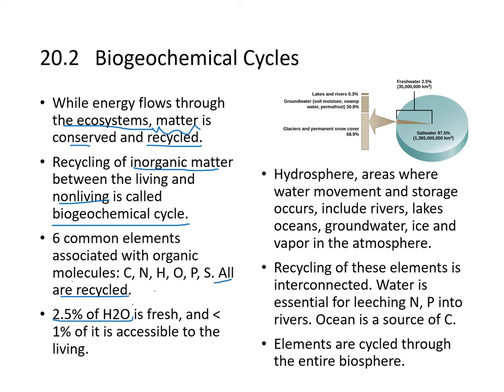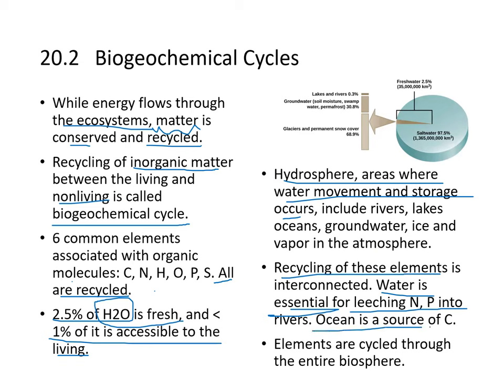About 2.5% of global water is fresh, and less than 1% of it is accessible to the living. The hydrosphere comprises the areas where water movement and storage occur, including rivers, lakes, oceans, groundwater, ice, vapor, and the atmosphere. Recycling of these elements is interconnected, and water is essential for that process. It leaches nitrogen and phosphorus into rivers, and the ocean is also a source of carbon, and the elements are cycled through the entire biosphere.